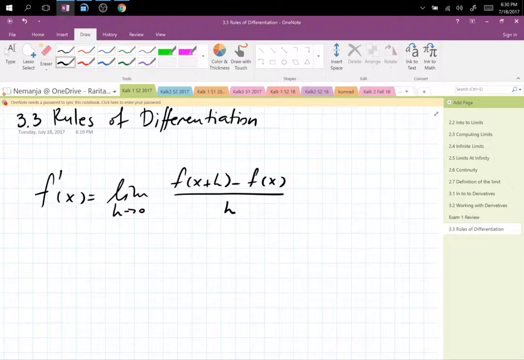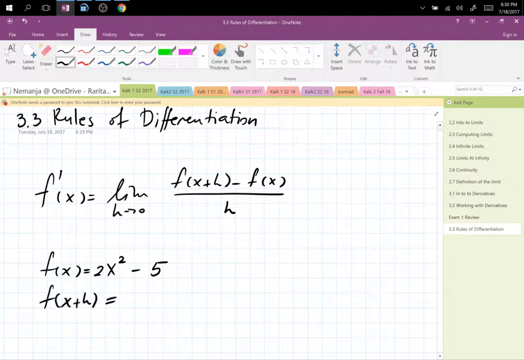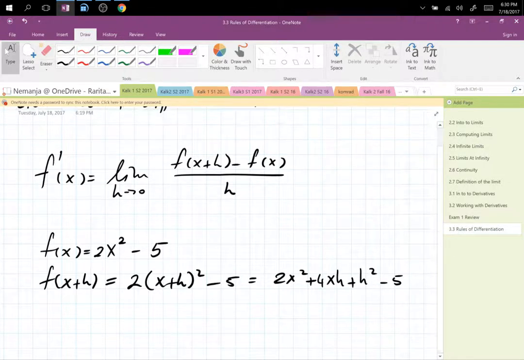If you have to take the limit using this, let's say f of x is given as 2x squared minus 5. You would first create the f of x plus h piece, which is 2 times (x plus h) squared minus 5, which is 2x squared plus 4xh plus 2h squared minus 5. Then you plug all of that into the formula to get the limit, which gives you eventually the derivative.